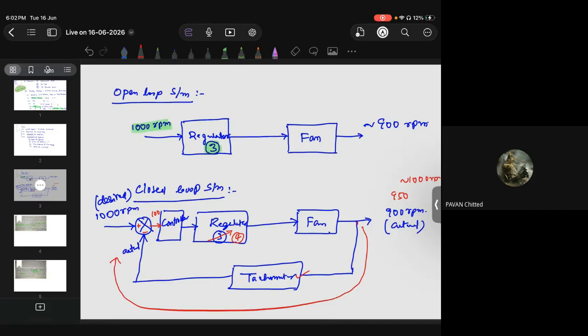Okay, so this path, taking the measuring the actual value using the tachometer and giving it to this error component, basically we call that the feedback. So feeding the actual output to compare with the desired input. Okay, so this is how the closed loop system will work.